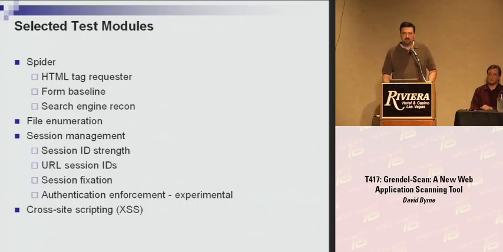There are two cross-site scripting modules. One of them is for testing query parameters, which is where you usually see cross-site scripting. Another is for testing file names.